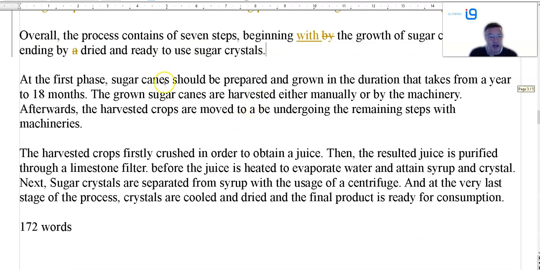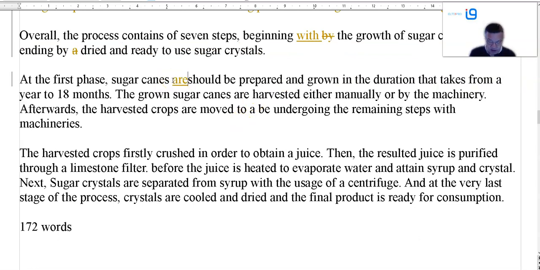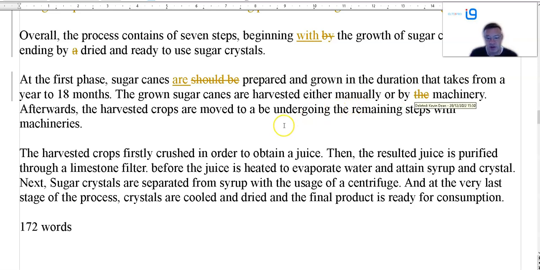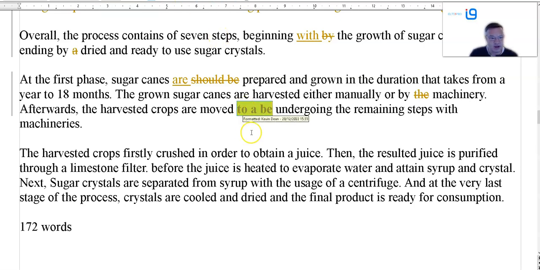Sugarcane should be prepared. Should be, or is it are? Are prepared. Why should they be? In the duration, 18 months, the grown sugar canes are harvested at machinery. Okay, has got some moves to AB undergoing. What? I move to a what? The harvested crops are moved to AB. I don't know, undergoing. I'm not quite sure what that means. So, I'm not quite sure what that actually means.